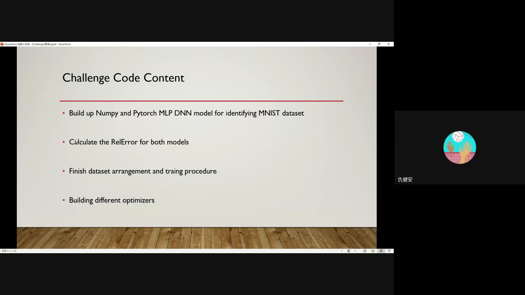Then we need to calculate the relative error in the PDF file, which means checking whether our two models are the same. After this, we finish the dataset arrangement and training procedure. After that, we build different optimizers, first order and second order. Then we can finally train our model with the different optimizers and see their outcomes.